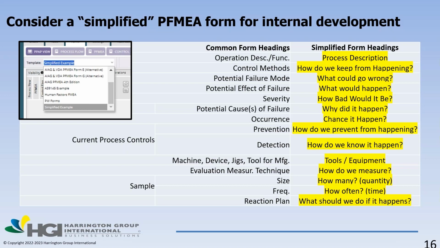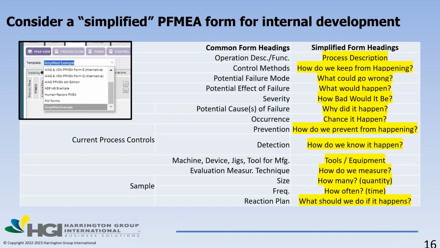But as we deployed this, what we found is just switching the vocabulary makes it easier for people. You know, instead of asking them what the potential failure mode is, you can just say, what could go wrong? You know, instead of using terms like, what's the potential effect of the failure? What would happen if it went bad, and how bad would it be? So again, in the software, you can put together what I call simplified forms that allow you to rapidly deploy with people that really don't necessarily know what an FMEA is or how to develop it.